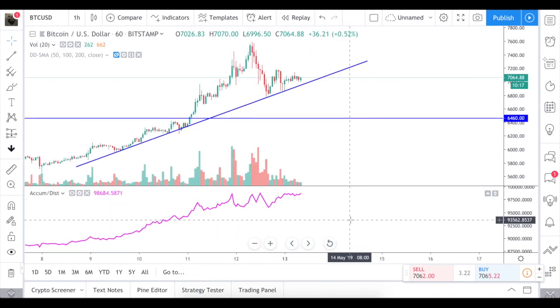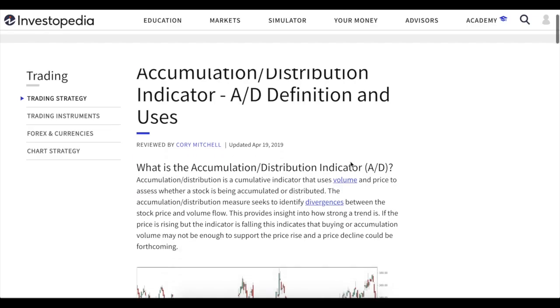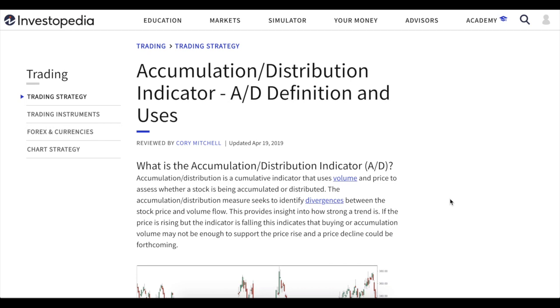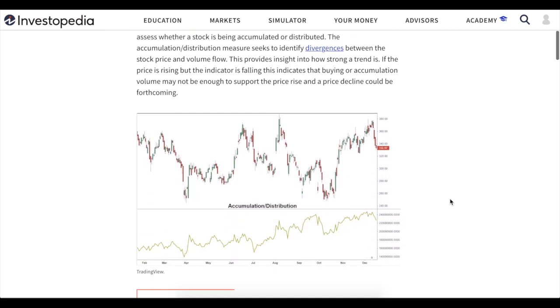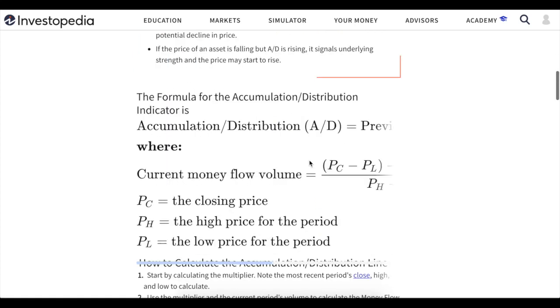What I was going to show you today is the indicator called the accumulation distribution indicator, and basically it includes the volume in the formula defining the price behavior, and in this way it is sort of estimating the supply and demand in the market. Here is the formula.